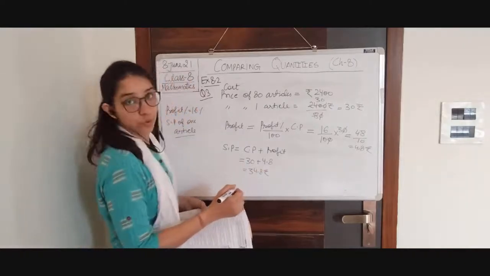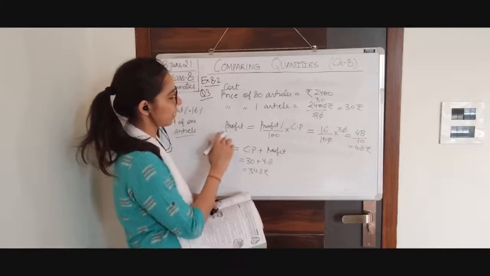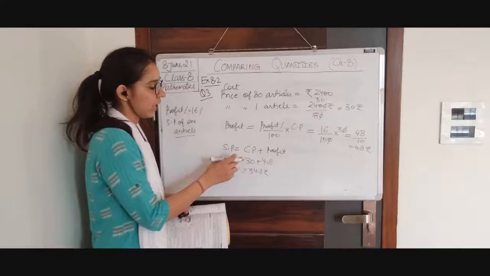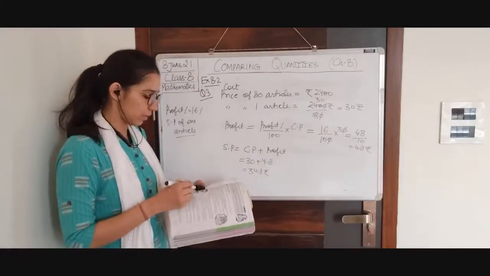If you were given loss percent, then you will find out loss, and loss will be subtracted from cost price, and profit is added on cost price to obtain selling price.